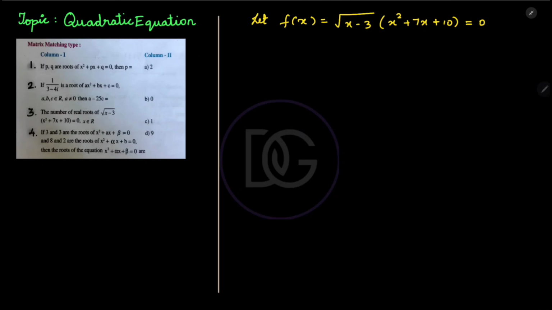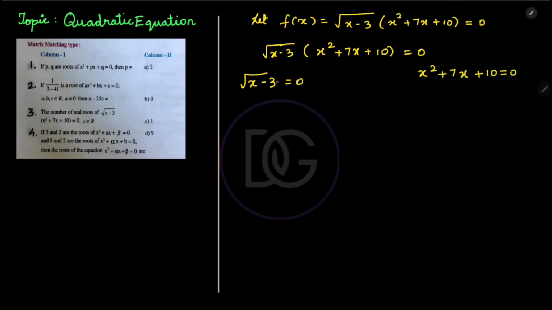So we just separate these two, that is, root of x minus 3 is multiplied with the quadratic equation, and the product is equated with 0. So equating this separately, root of x minus 3 is equal to 0, then x square plus 7x plus 10 equal to 0. Squaring on both sides, it will be x minus 3 equal to 0, then x is equal to 3. That is one root.